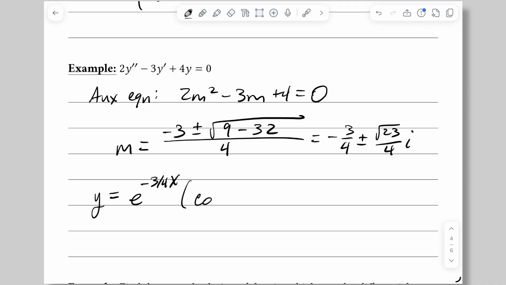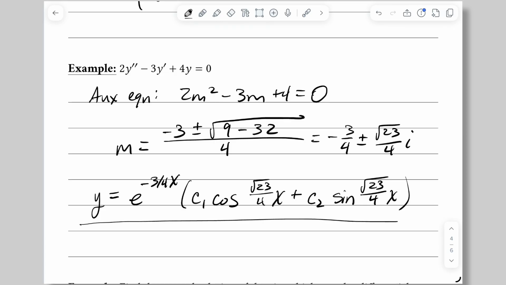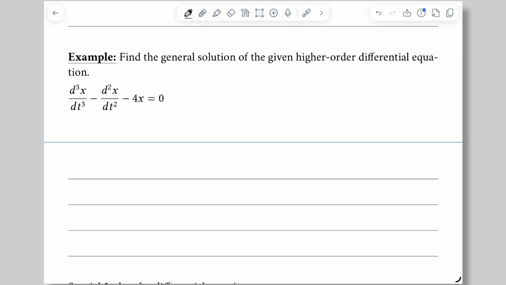And then c1 times the cosine of beta x, the imaginary part. So the square root of 23 over 4 times x, plus c2 times the sine of the square root of 23 over 4 times x. Good news. Those arguments in the sine and cosine will always match, and they'll always be the imaginary part, and that is the solution.